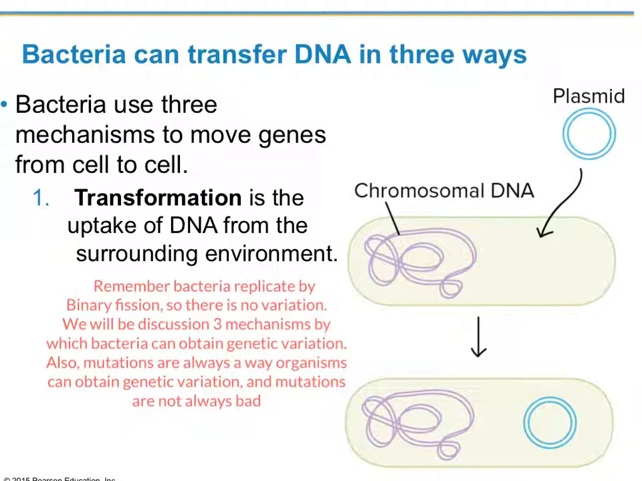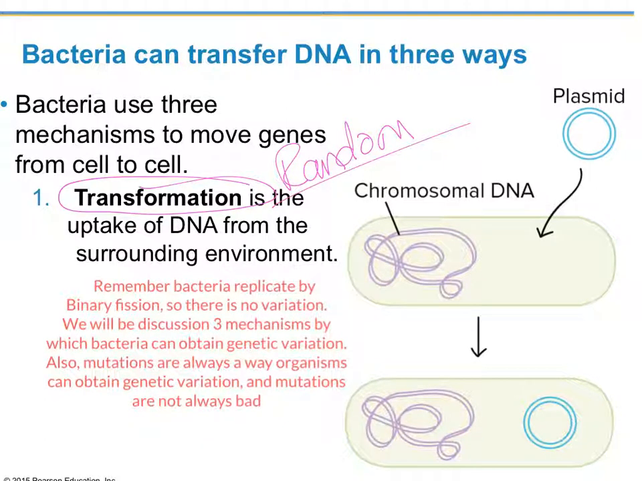We said that bacteria replicate asexually through binary fission, which provides no variation. The ultimate source of variation in all organisms is really mutation, which can be good, bad, or neutral. So we're going to talk about 3 ways that bacteria can obtain some genetic variation. The first of the 3 is called transformation. This is a very random process.